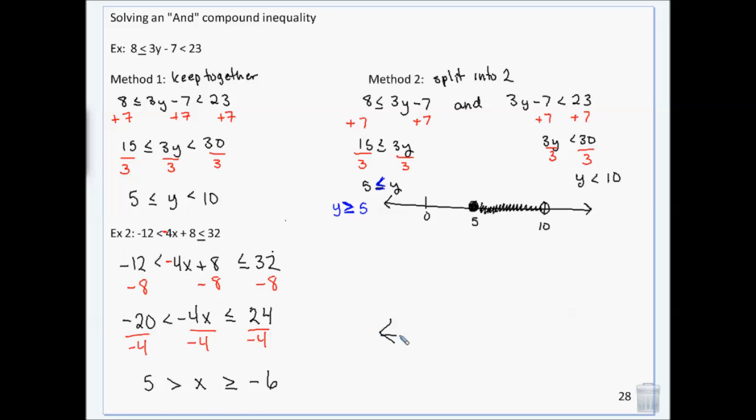And then to graph this, I have 0. Negative 6 is somewhere over here. Positive 5 is somewhere over here. We're greater than or equal to with the negative 6. And we're less than with the 5. And it's an intersection, so I'm shading in between.